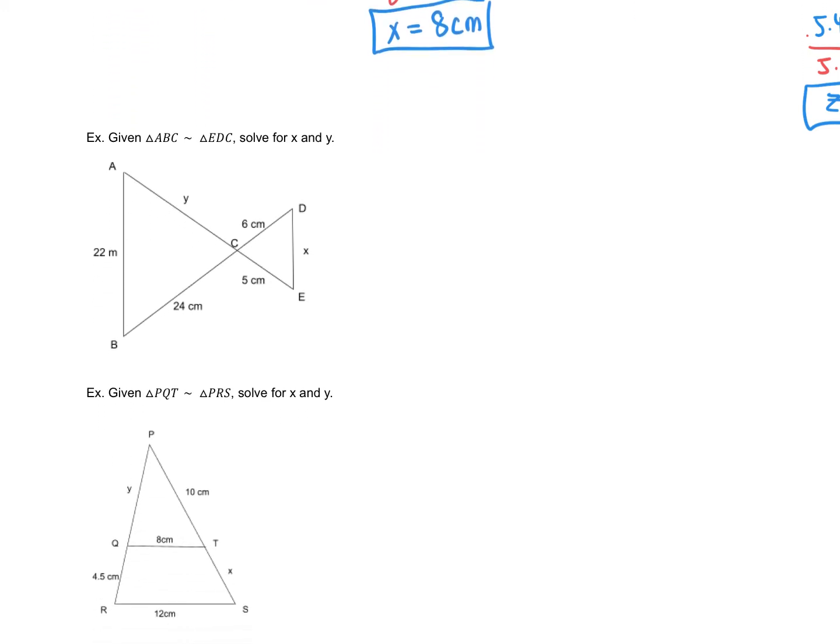All right, for this next one, we're given triangle ABC is similar to EDC, and we're going to solve for X. So I want you to pause the video here and match up your sides, okay? And then come back to check your work before we set up our proportion.